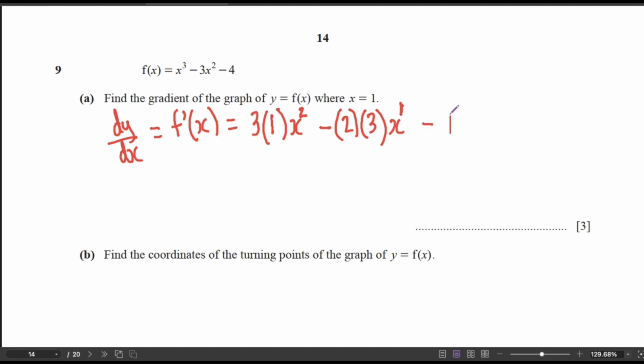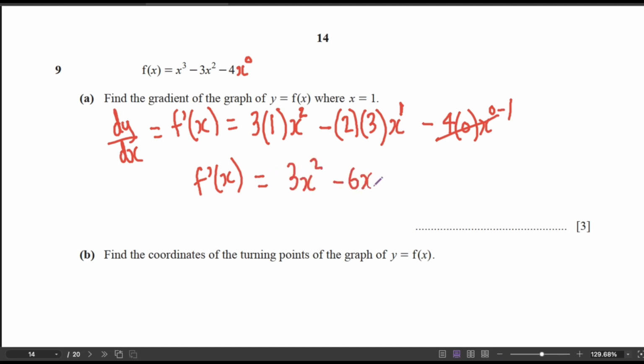And then minus 4, and then of course this is x to the power 0 again, as we said. So this is 4 times 0, x to the power 0 minus 1. We don't need to worry about this because it will cancel out. And we're left with f prime of x, which is the gradient function, is equal to 3x squared minus 6x to the power 1, which is just minus 6x. Find the gradient where x is equal to 1. Well, you put 1 instead of x squared here, and you put 1 instead of x over here. So you're left with 3 times 1 squared minus 6 times 1. That's just 3 minus 6, which is negative 3.